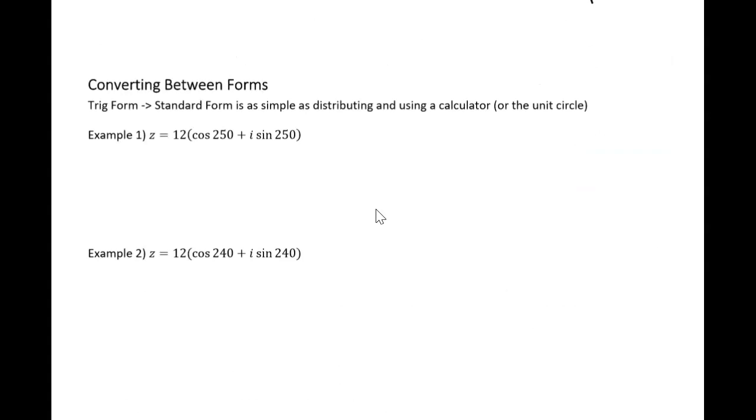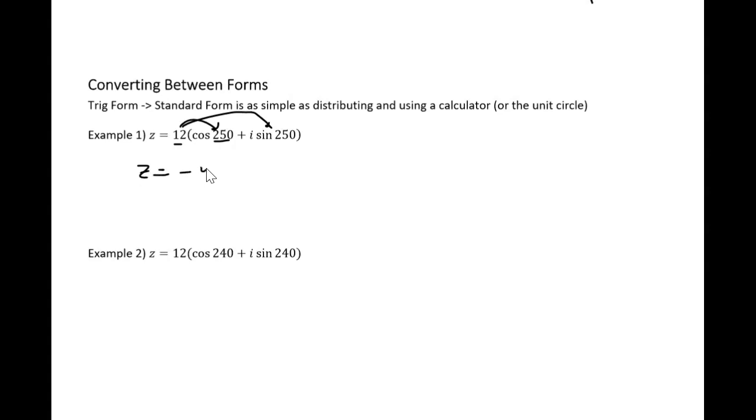Okay, last thing we need to talk about. So what we just did above would actually be considered converting between forms, because we were taking a standard form expression and turning it into trigonometric form by finding the magnitude and the angle. Now we need to go the other way. We have the magnitude as 12 and we have the angle as 250. But this conversion is much, much easier. We can just type this into our calculator. So we're going to type into our calculator 12 cosine of 250.